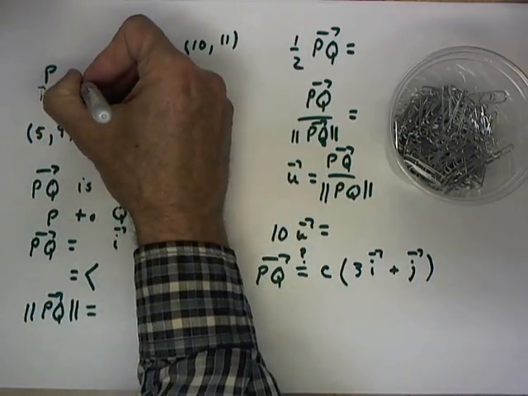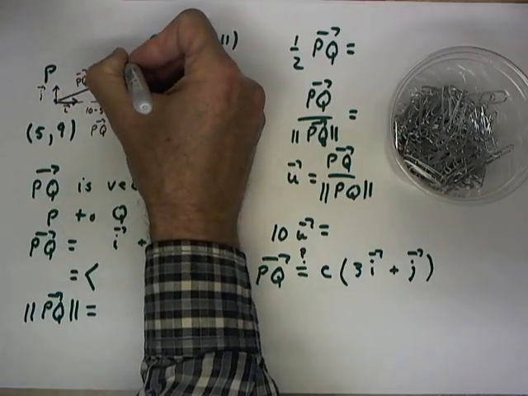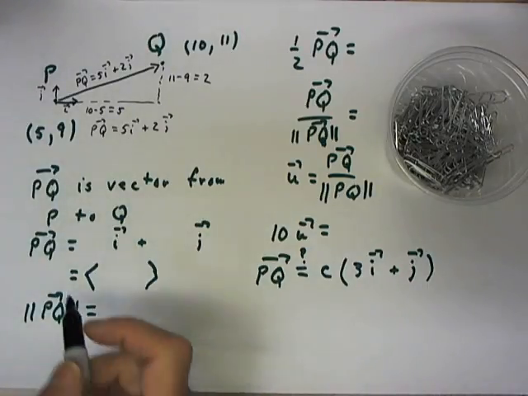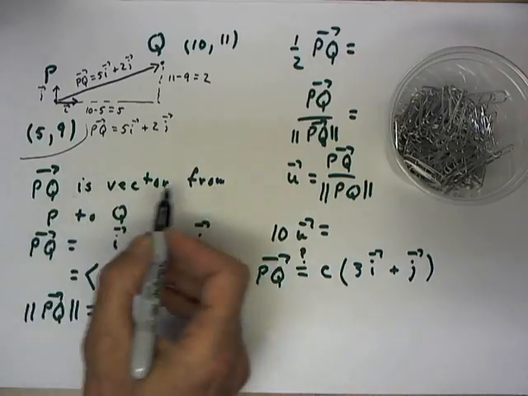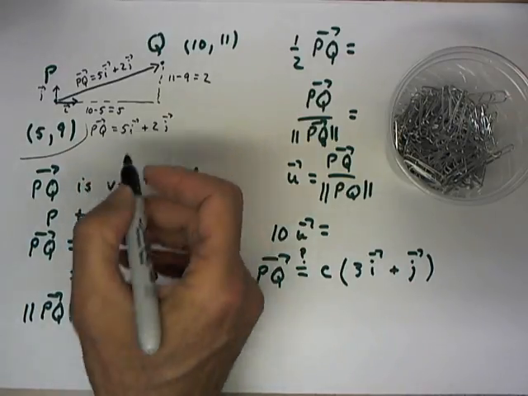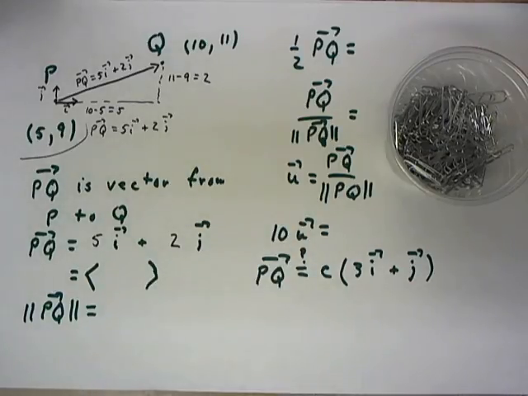We could write that here. PQ equals 5i plus 2j. So PQ is a vector from P to Q. We can express it as 5i plus 2j.